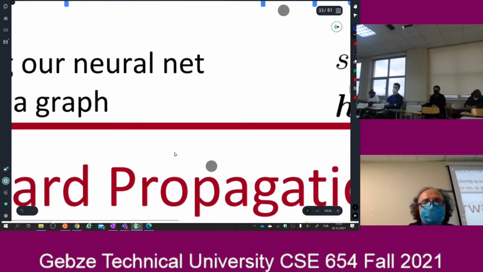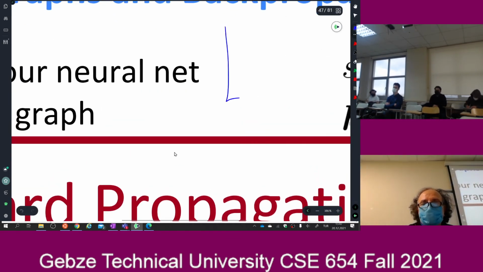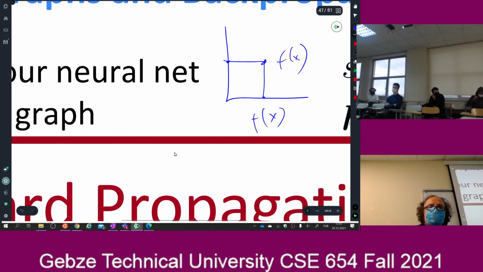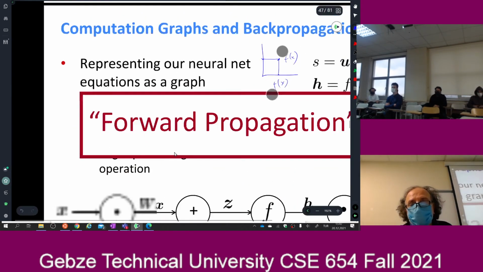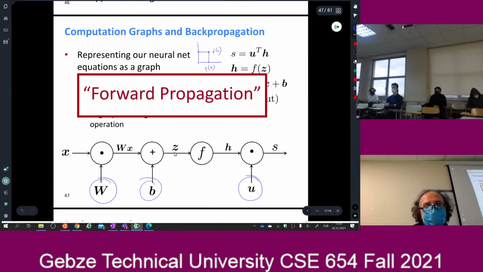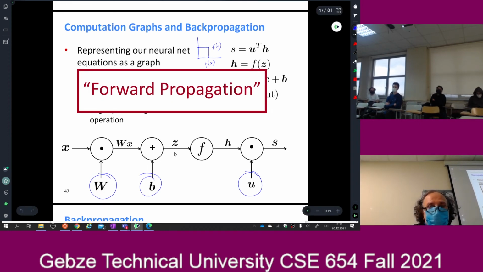If somebody gives me this X, I know F, I can find this position. So this is F of X, right? So this is forward propagation. Somebody is giving me this X, I can calculate everything there. But the thing is that at the beginning, we don't know W, B, or U.